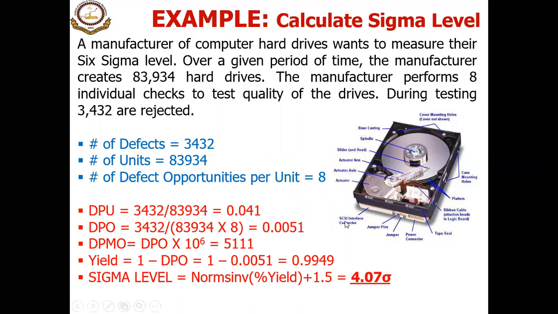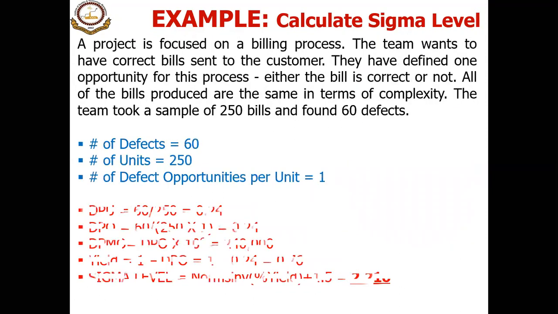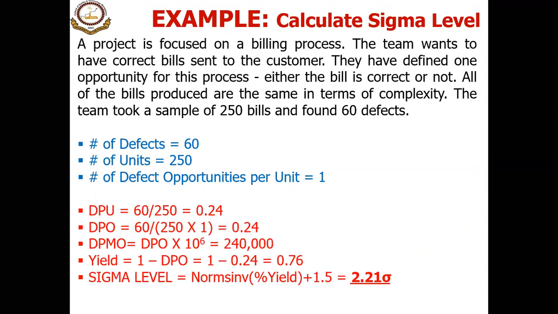So let's take another example of a billing process. If you read this particular example, they are taking a sample of 250 bills and they found 60 defects, and they are just checking whether the bill is correct or not. So that means the opportunity is only one, right? So the number of defects is 60, the number of units is 250, and the number of opportunities per unit is 1. So this process is working at a 2.21 sigma level.